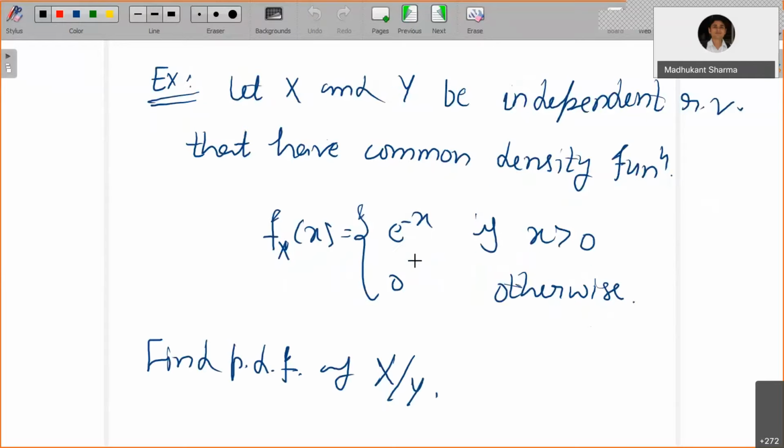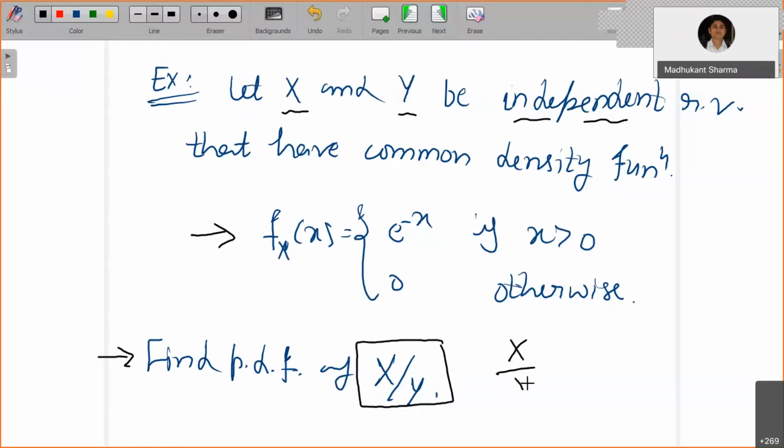Okay, so let's take this problem. Let X and Y be independent random variables that share this common density function: f(x) equals e to the power minus x if x is greater than 0, and 0 otherwise. Then it is asking me to find the PDF of X divided by Y. It's not X given Y, I'm just writing X by Y.